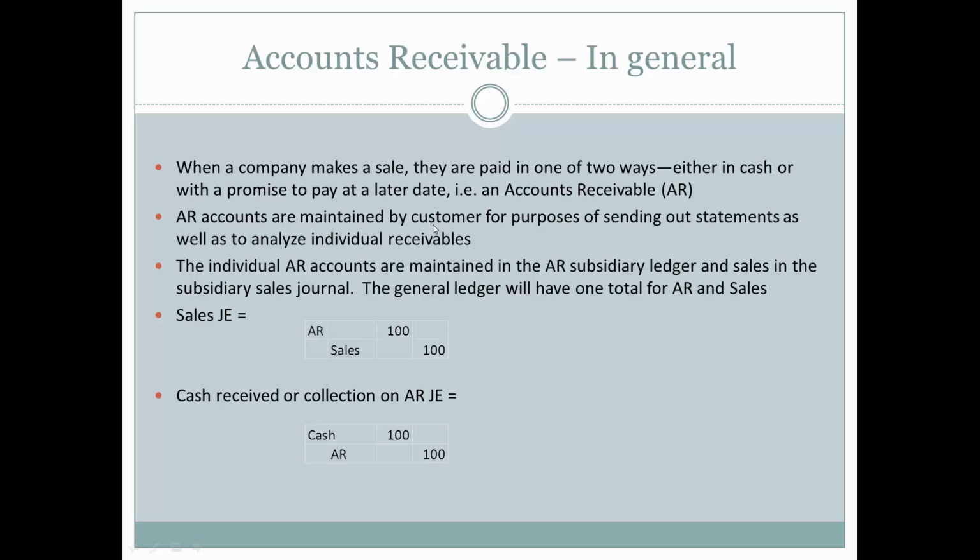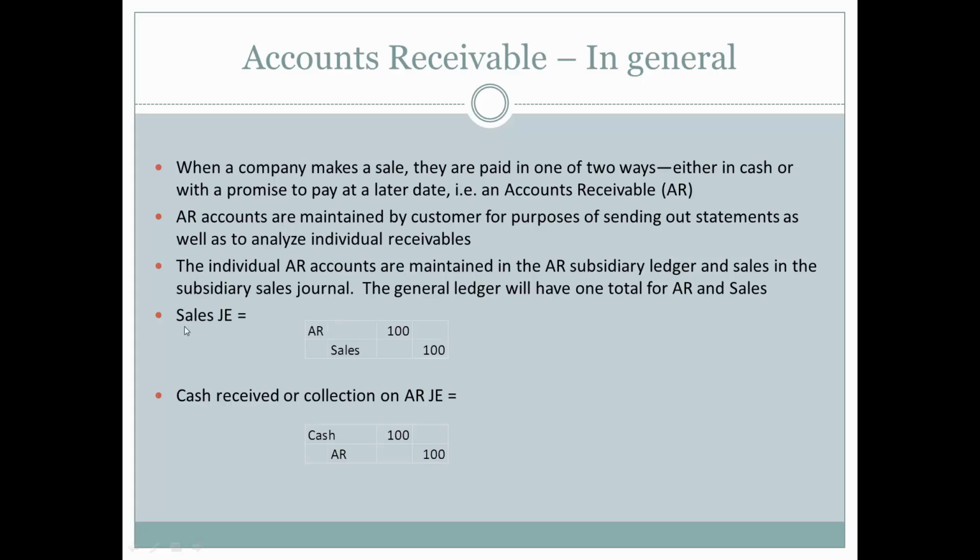Accounts receivable accounts are maintained by customer for purposes of sending out statements as well as to analyze individual receivables. If a customer wants to call and ask that their receivable balance or their credit line be increased, they will look at the credit history associated with the receivables for that customer for that company, as well as their general credit worthiness. The individual accounts receivable accounts are maintained in the accounts receivable subsidiary ledger, and the sales associated with credit sales will be recorded in the subsidiary sales journal. However, the general ledger will just have one total for accounts receivable and sales.